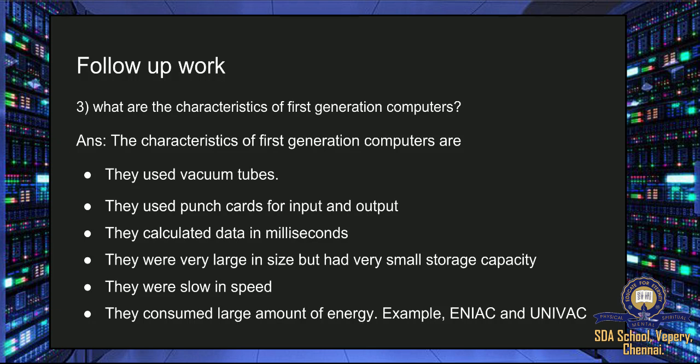What are the characteristics of the first generation computers? Answer: the characteristics of the first generation computers are: they used vacuum tubes, they used punch cards for input and output devices, they calculated data in milliseconds, they were very large in size but had very small storage capacity, they were slow in speed, they consumed large amount of energy. Example: ENIAC and UNIVAC.